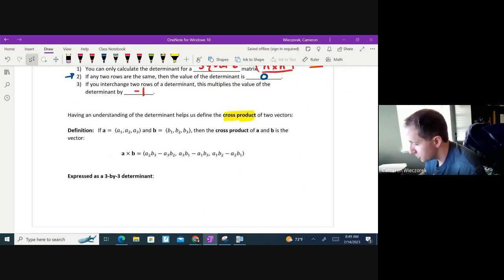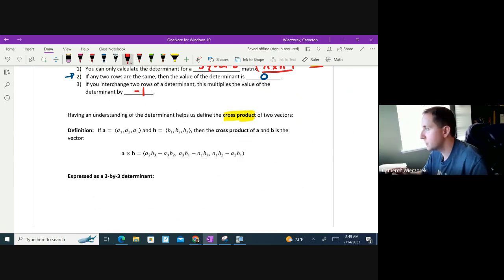Still dealing with vectors here. When we did the dot product, we put 2 vectors in. We took the dot product and we ended up getting a scalar as our output. When we do the cross product, it's a way to put in 2 vectors and still get a vector coming out of it.